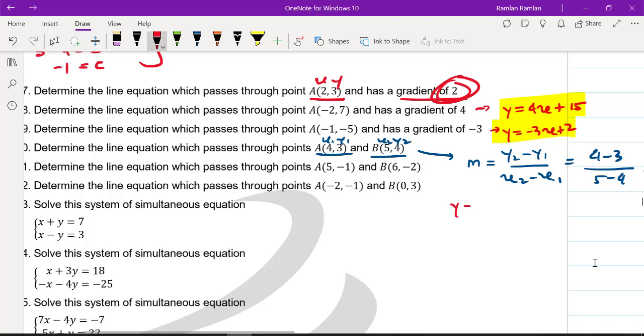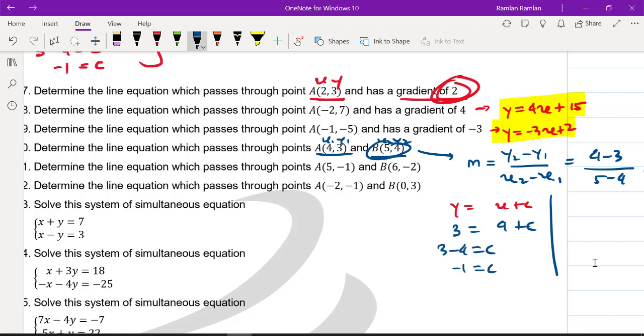So again, if y equals mx plus c, we already know that m is 1, the gradient is 1. It's just 1x, or just x, plus c, and then just plug in one of the points. For example, I'm going to use this one, so 3 equals 4 plus c, where the x is 4. So 3 minus 4 equals c, so c equals negative 1. If I'm using the other point, it will be the same thing.